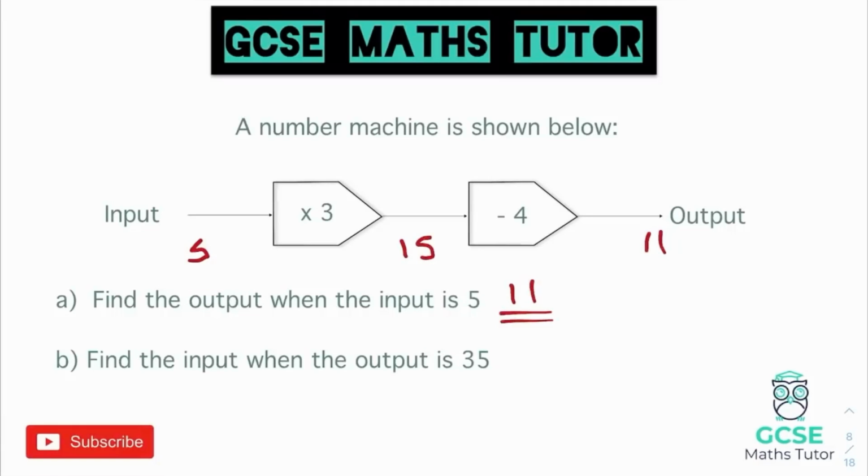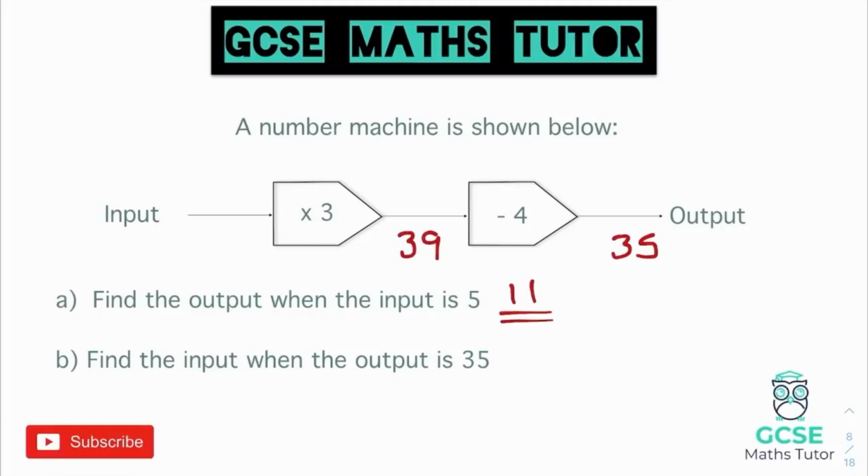So for the first answer there, our answer would be 11. Now for part B, we're looking at it the other way. It says find the input when the output is 35. Now if the output was 35, the last thing that would have happened is we would have subtracted 4. So if instead of doing that we go backwards and we add 4, it must have been 39 before we subtracted 4. Now for the next step, we obviously, before that, multiplied by 3. So to reverse that, we would divide by 3.